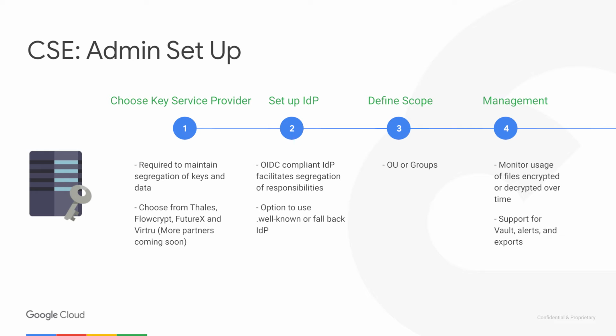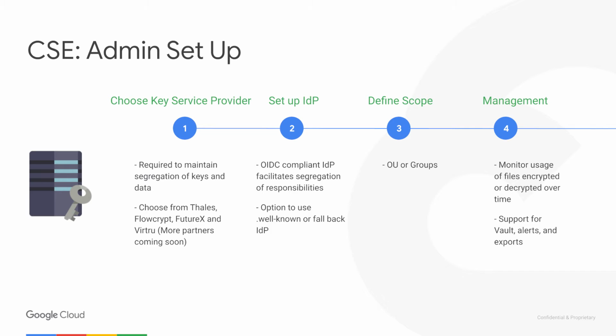Let's talk about the high-level admin setup steps that you would need to do in order to configure client-side encryption for your environment. Step one would be to choose your key service provider. This is required to maintain the segregation of encryption keys and the data being encrypted. You can choose from a wide variety of vendors over here, like Thales, Flowcrypt, FutureX, or Virtue, which gives you the choice and the flexibility for the deployment of your key service provider.